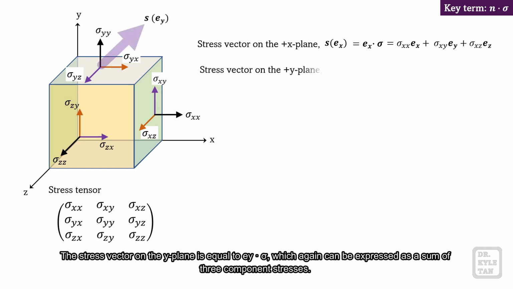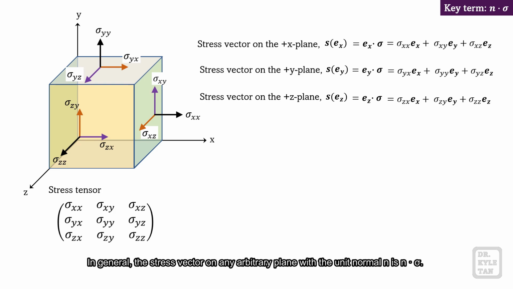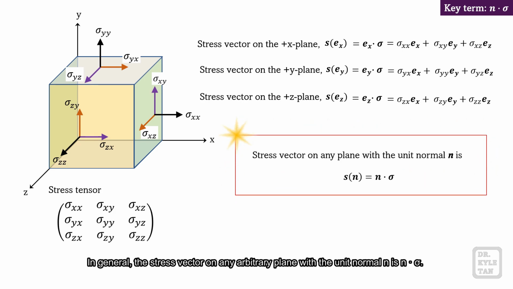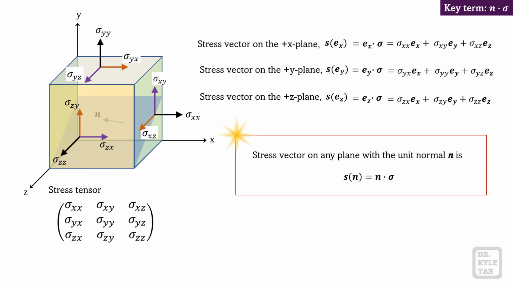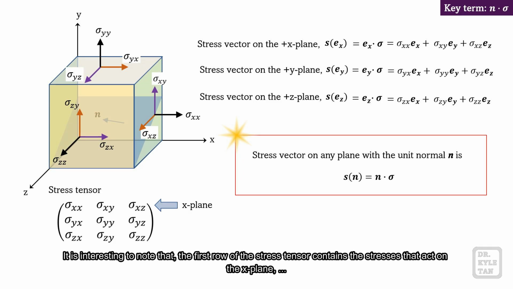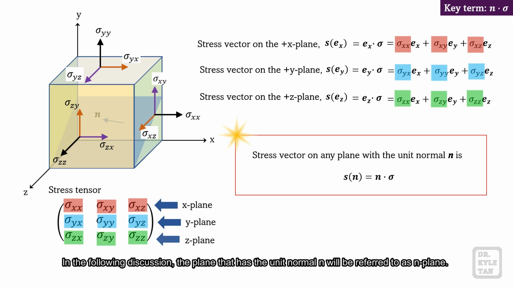The stress vector on the y-plane is equal to ey dot sigma, which again can be expressed as a sum of 3 component stresses. The same analysis can be applied for the stress vector on the z-plane. In general, the stress vector on any arbitrary plane with the unit normal n is n dot sigma. The arbitrary plane means it can have any orientation, like this or this. It's interesting to note that the first row of the stress tensor contains the stresses that act on the x-plane, whereas the second row contains the stresses on the y-plane, while the third row contains the stresses on the z-plane. In the following discussion, the plane that has the unit normal n will be referred to as n-plane.